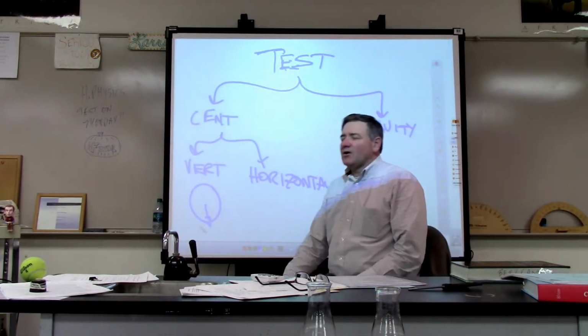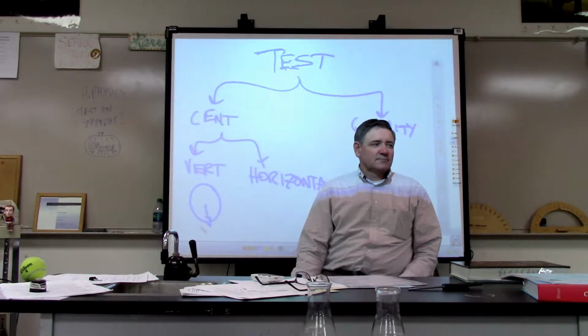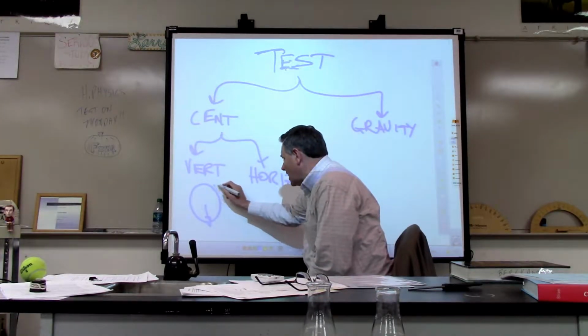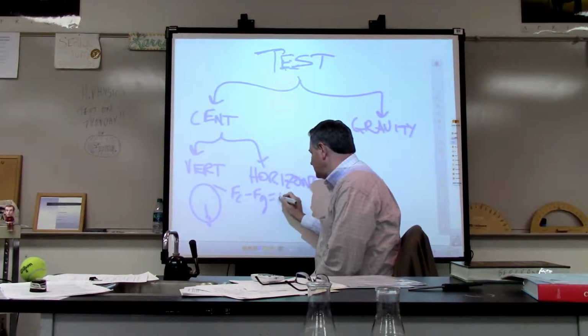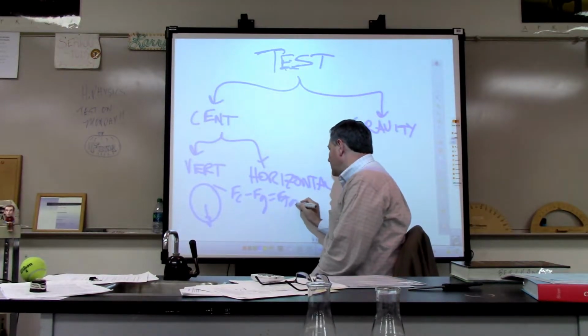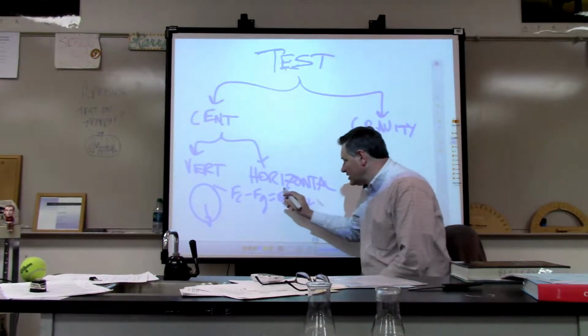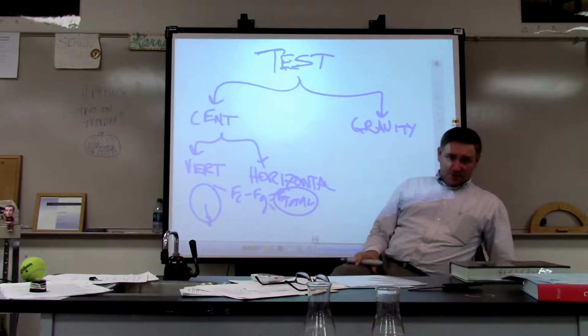How do you find the total force at the top? FC plus FG. No, at the top. FC minus FG. Yes. So at the top, it is force centripetal minus Fg equals force total.